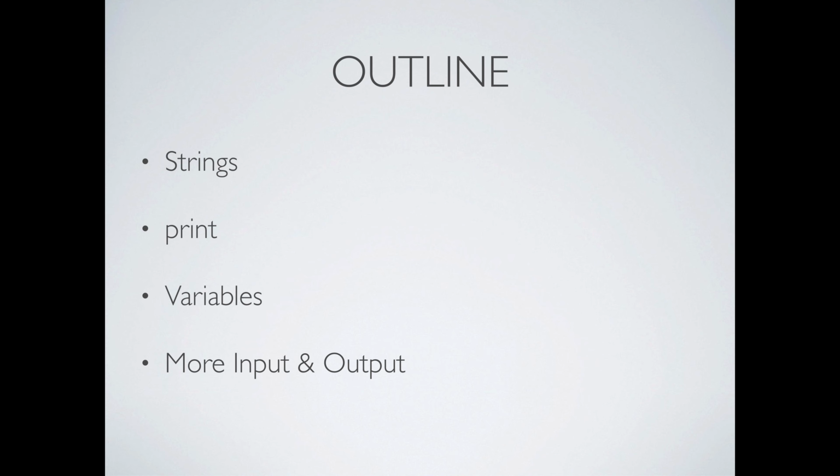So Part B is going to cover these 4 topics. First topic we're going to talk about is strings. Then we're going to talk a little bit more about this print word that you've seen in that program that we last wrote. Then we'll talk about variables. And then finally we'll wrap up with more input and output. And I say more input and output because print itself is a form of output, but we'll get there in a little bit.